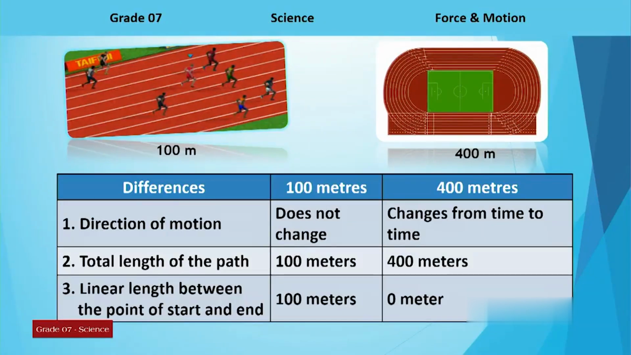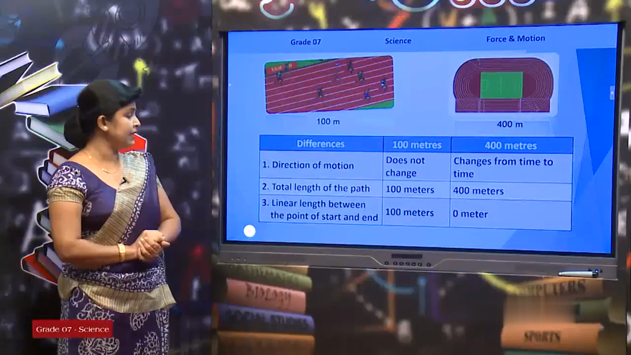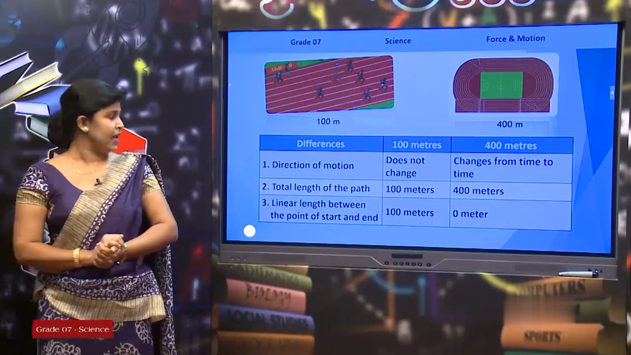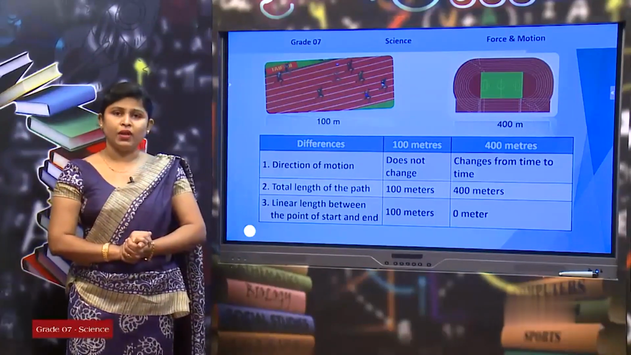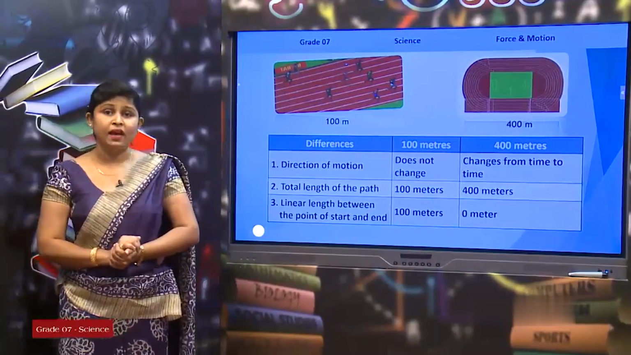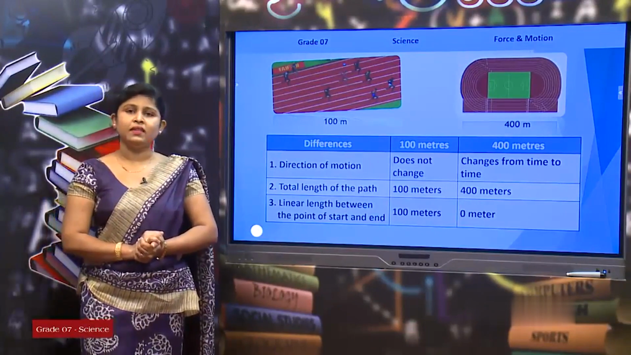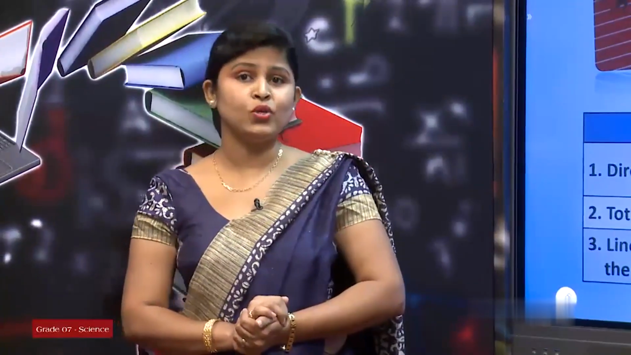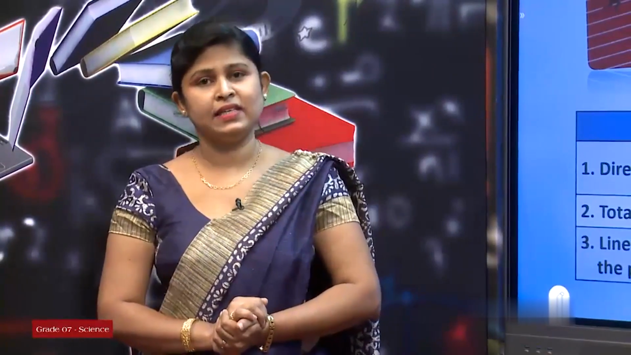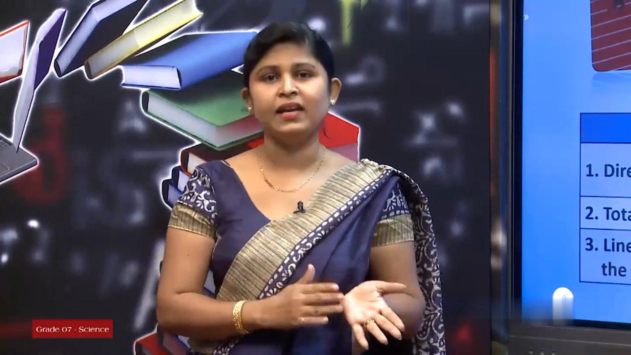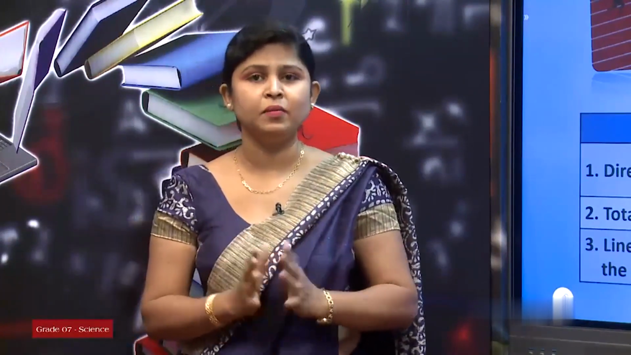The most important part of this table is the third row. Linear length between the point of start and end. It is emphasizing the point of start and end. The linear length between the point of start and end in 100 meter running event is 100 meters. You can think about that. The runner has started his motion and he has finished his motion after 100 meters. So, the linear length in between the starting and end positions is 100 meters.